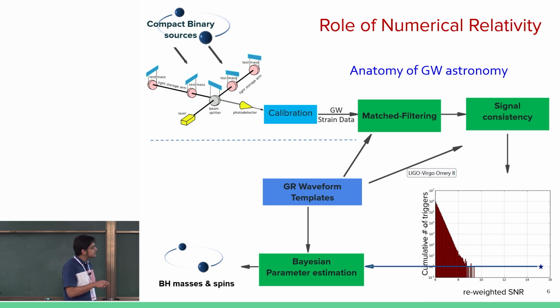Now the problem is that this strain data is entirely noise dominated. These signals are incredibly small. They have to be really dug out of the noise to make sense of them. And that is where the following stages enter. So the first stage is that of matched filtering, where we take a large set of what we expect these waveforms or signals to look like. We call them a bank of waveform templates, which are based in GR, and we filter all of the data coming out with each of these templates.